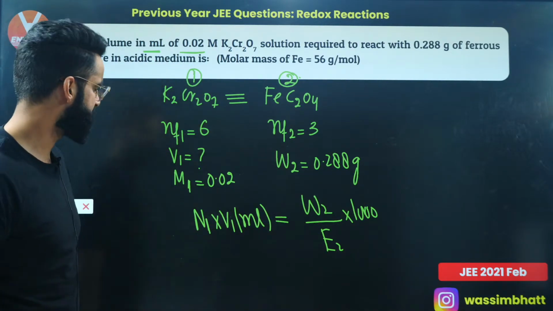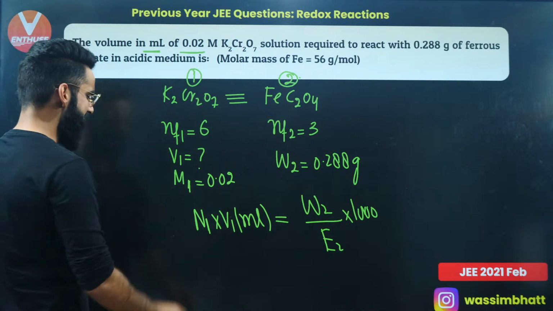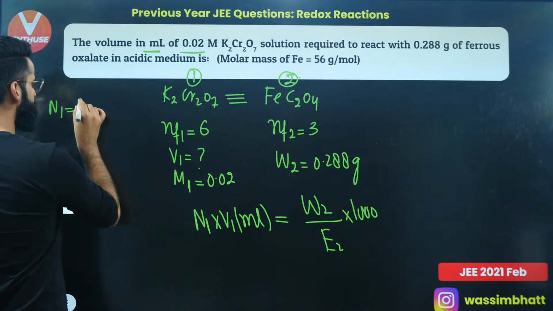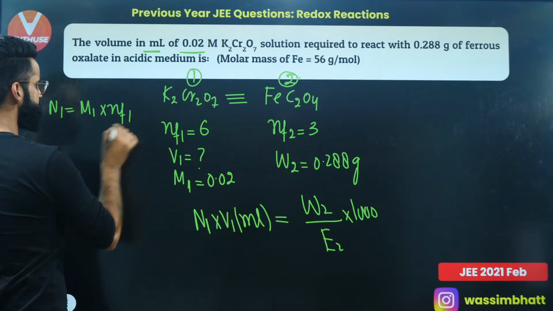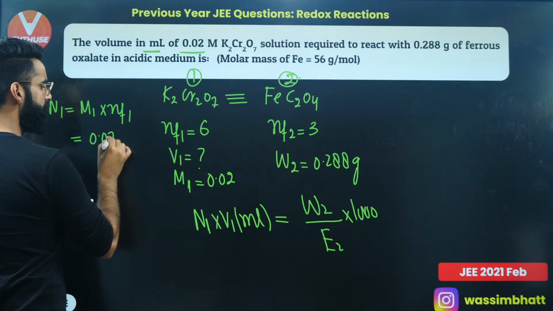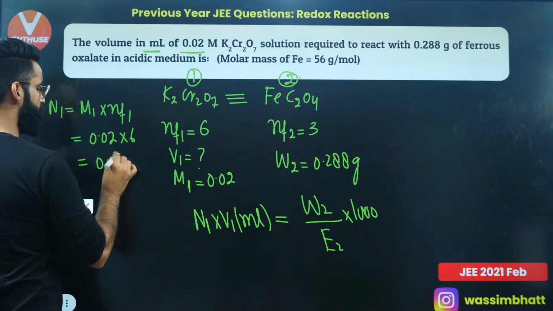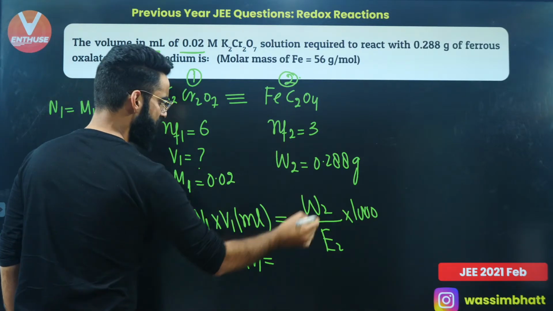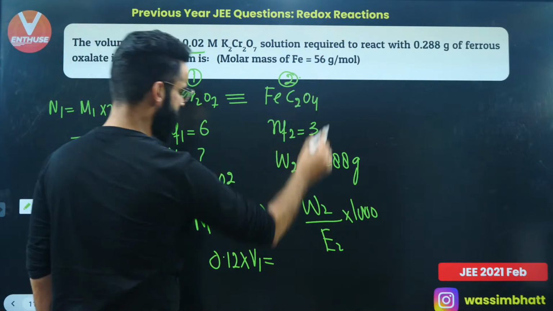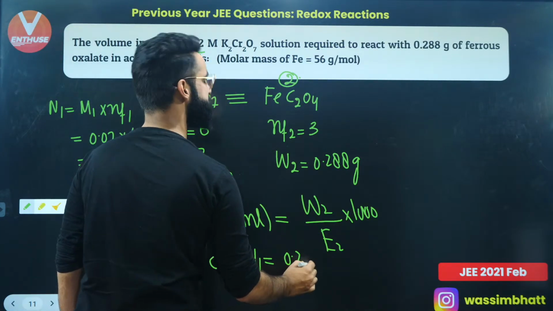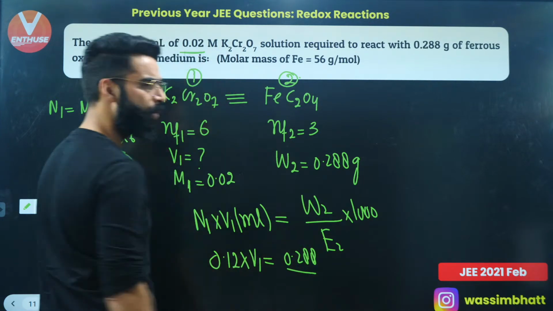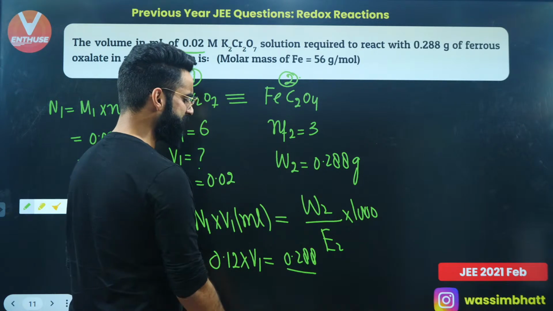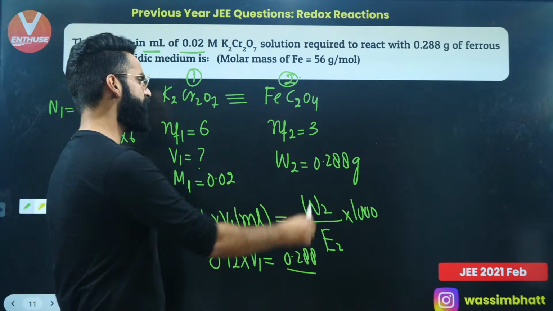Now we will have a look exactly. N1 value, N1. N1 is normality of what? K2Cr2O7, which is equal to molarity of first multiplied by N factor of first, right? Molarity of first is 0.02, N factor of first is 6, the value comes out to be 0.12. N1 value is 0.12, correct? V1 I need to calculate is equal to mass of ferrous oxalate in grams, that's given to me as 0.288 grams divided by equivalent mass of ferrous oxalate. Equivalent mass of ferrous oxalate is going to be molar mass of ferrous oxalate divided by N factor of ferrous oxalate. Well, N factor of ferrous oxalate we know.